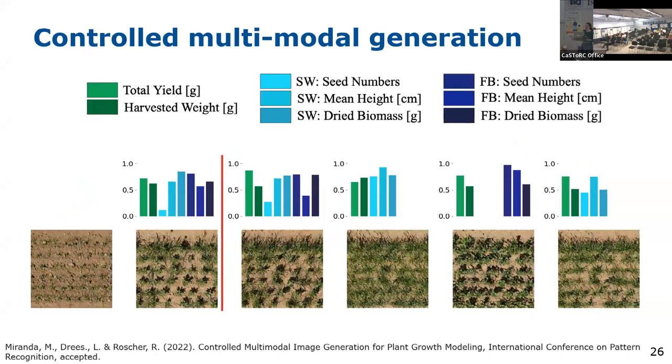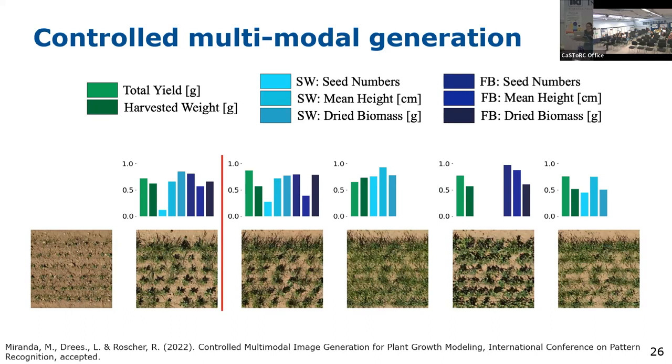And to give you one result, what you see here is an early growth stage. This is the later growth stage with the actual measurements we did in the field. So we have here for spring wheat and for fava bean, for example, the seed number and the mean height and dried biomass. And this is what's happening in the field. And then we changed these factors of variation. So for example, here we set the seed number for fava bean to 0, and the image that was generated actually contained no fava bean. And the same was for spring wheat. If we set it to 0, you cannot see it in the image.